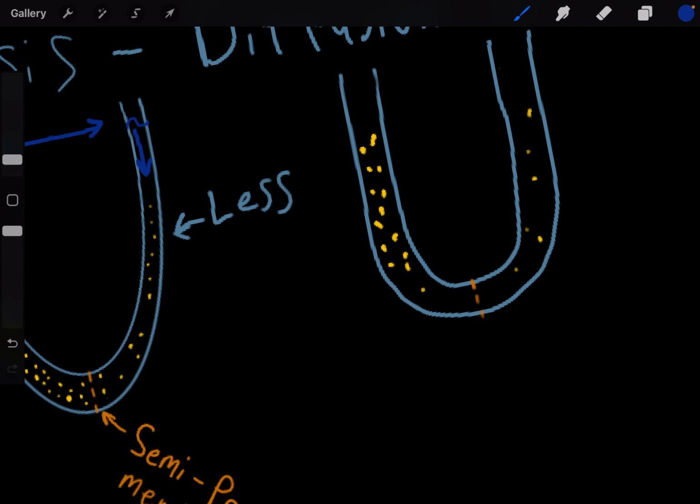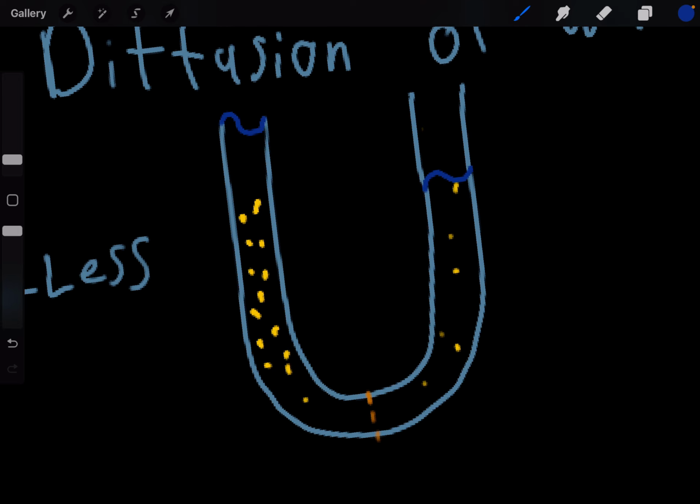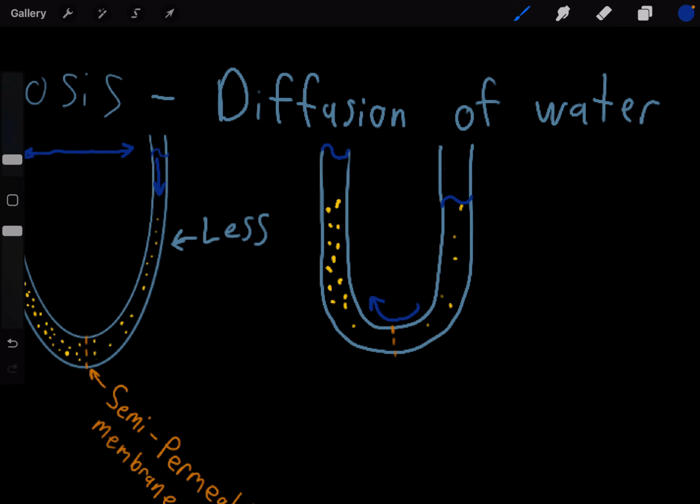So you'll have something that looks like this, where the water level is up here and the water level is down here on this side, because the water is moving in this direction, going from a low concentration to a high concentration. These solutes need a lot of water, while these solutes are less in quantity, so they don't need as much water. So again, the water will rise on this side because it's collecting on this side.